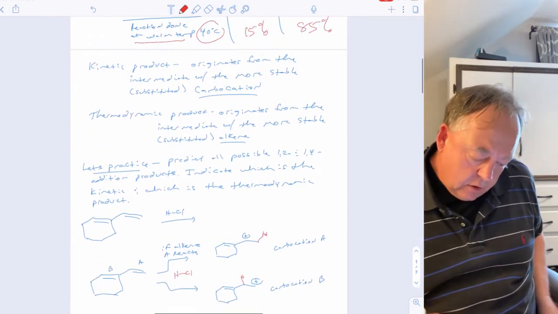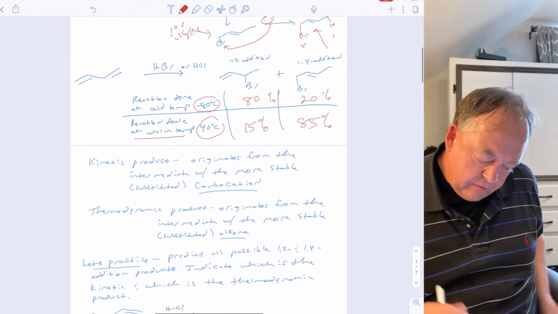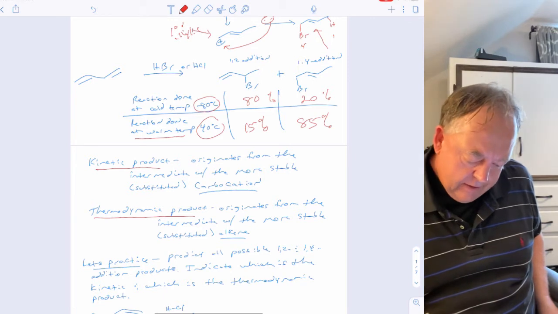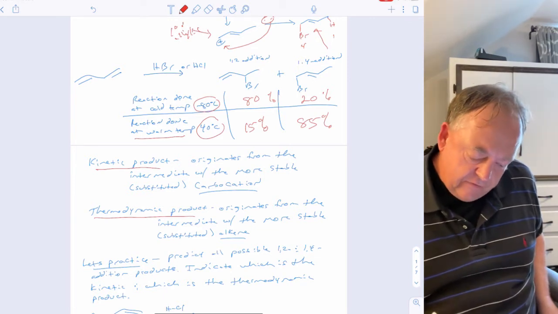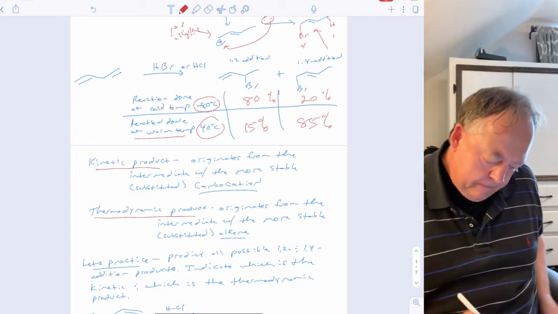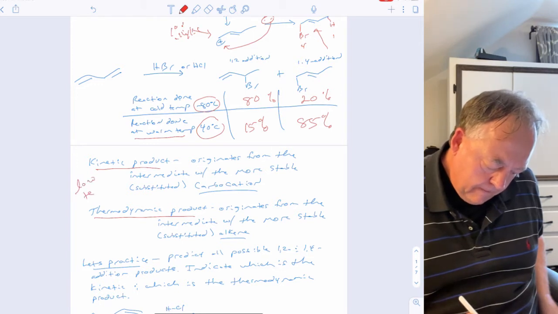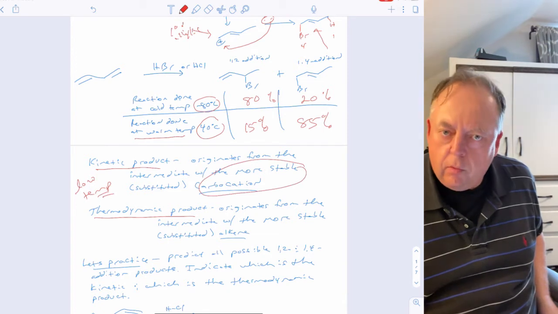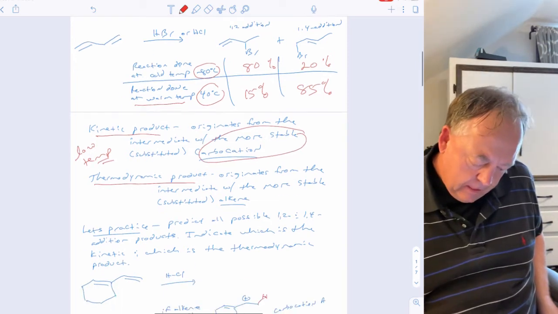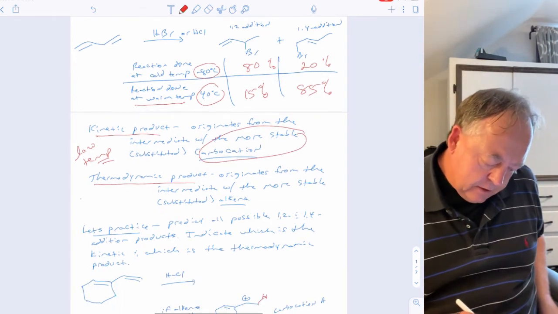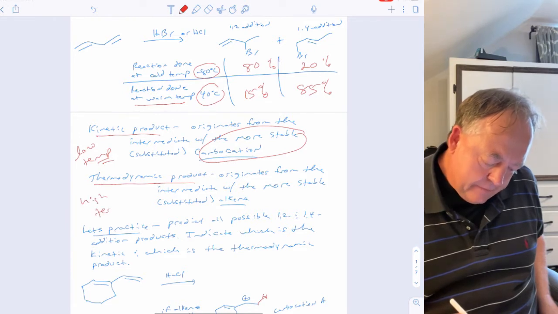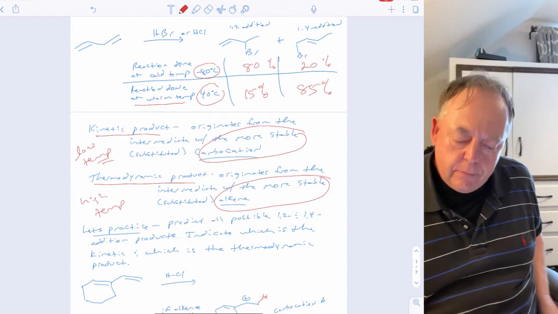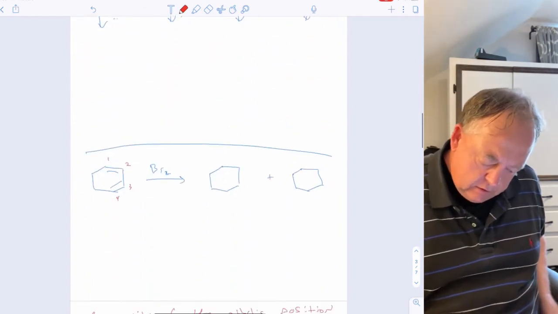Okay, so basically for these reactions, you always have a kinetic product and a thermodynamic product. The kinetic product is the one that's favored at low temperature, and it's going to arise from the more stable carbocation intermediate. And the thermodynamic product is going to be the one that's favored at high temperature, and it's going to arise from the more stable alkene product. So why does this happen?